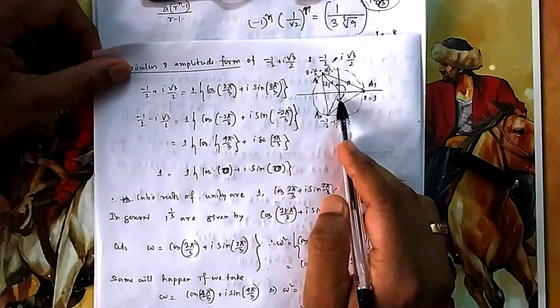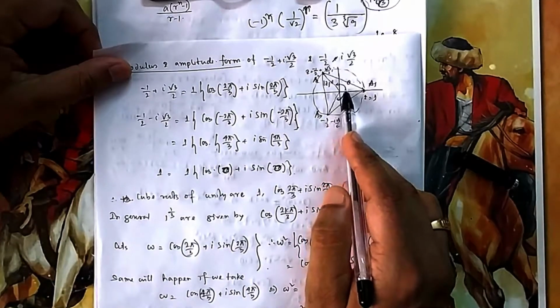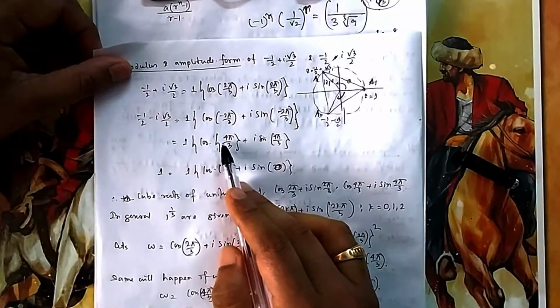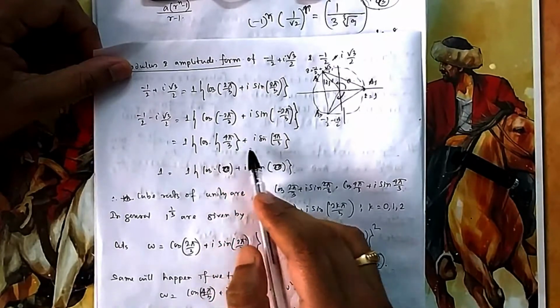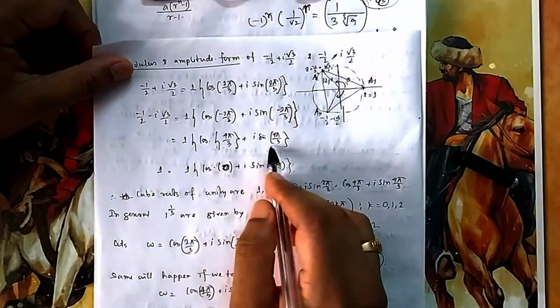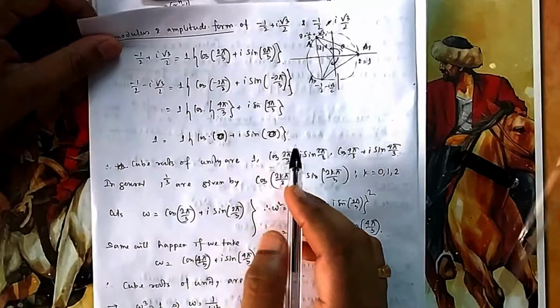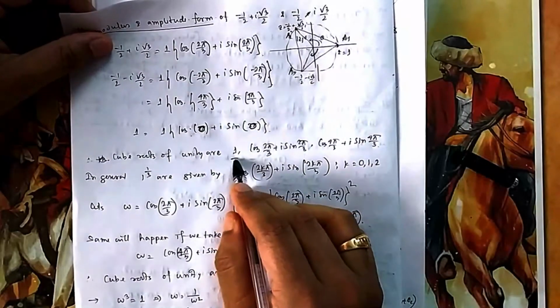Now this minus 2 pi by 3, you can also write it from this side. This is minus 120, from this side you can write it 240 degree. So if I write it in 240 degree format, it is 4 pi by 3. Whatever is minus 120, it can be from here 240, so you can write it 4 pi by 3. So 1 also you can write in cos 0 plus i sin 0 format.